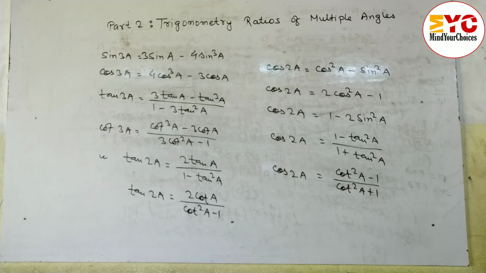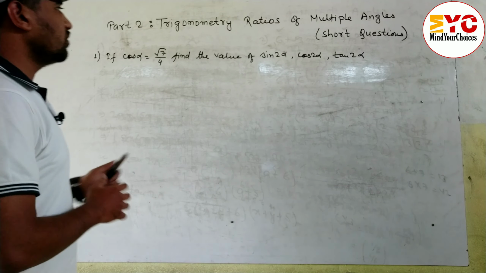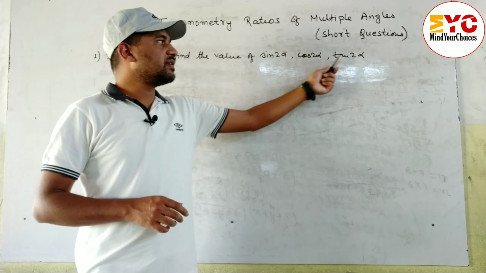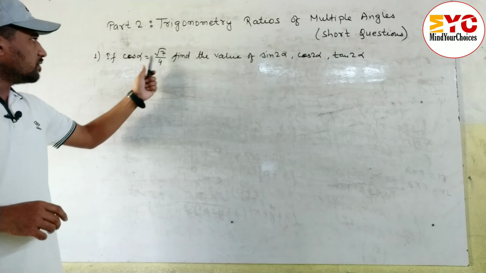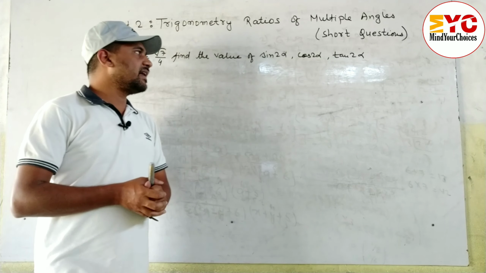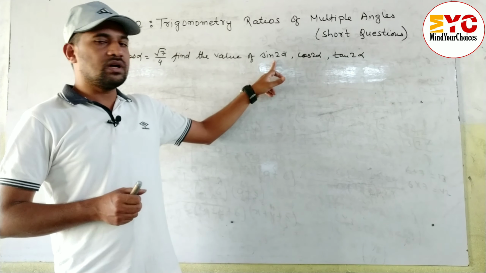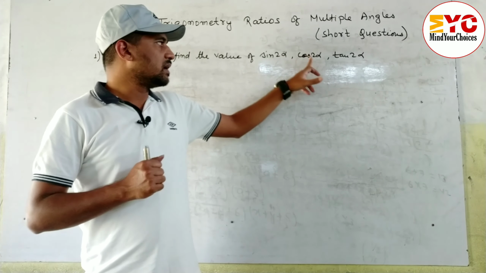So the question is: if cos alpha is root 7 by 4, find the value of sin 2 alpha, cos 2 alpha and tan 2 alpha. The value of cos alpha is given here, root 7 by 4. We have to find the value of sin 2 alpha, cos 2 alpha and tan 2 alpha. What is the formula of sin 2 alpha? 2 sin alpha cos alpha.